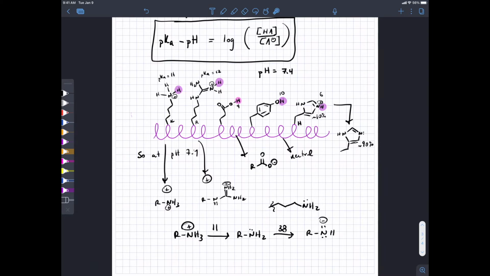Okay, so this is a question. How do I know whether I should remove one proton versus all of them? You do an acid by acid comparison based on the pKa versus the pH.